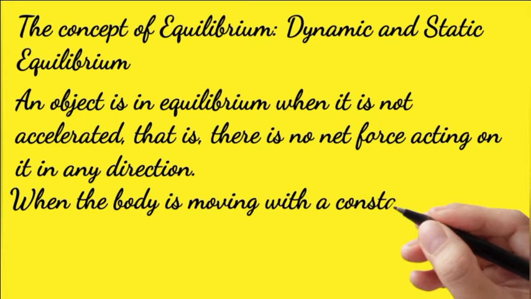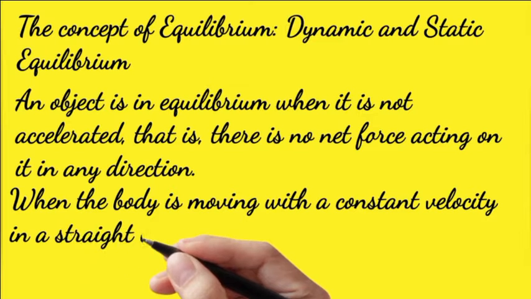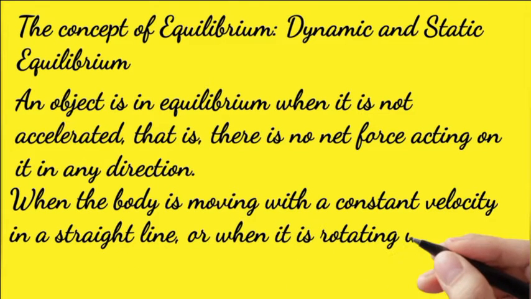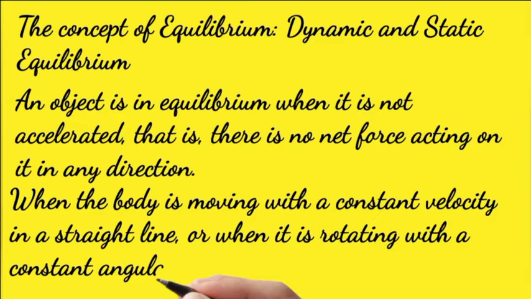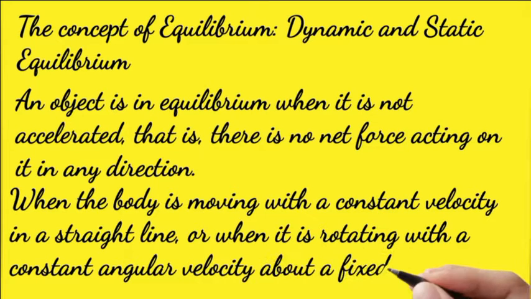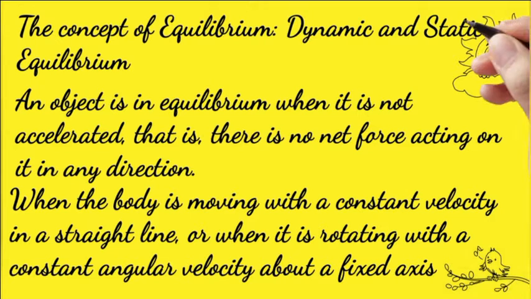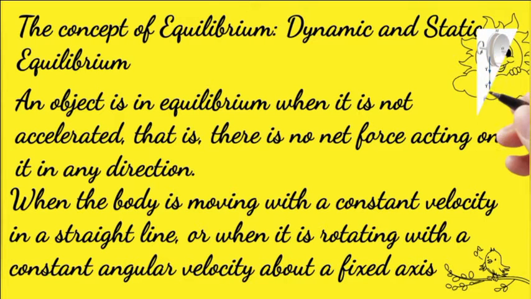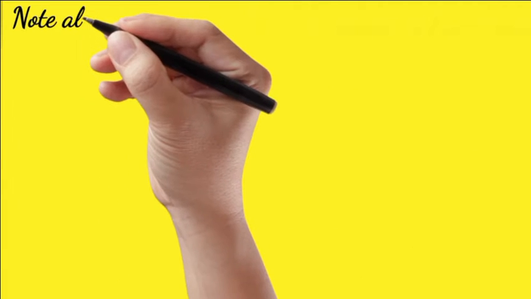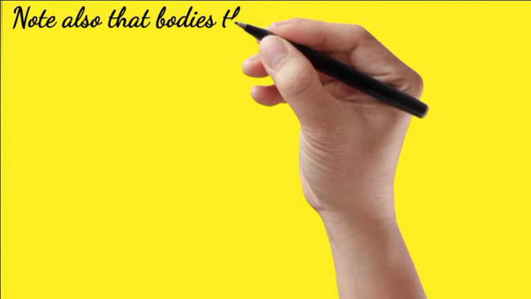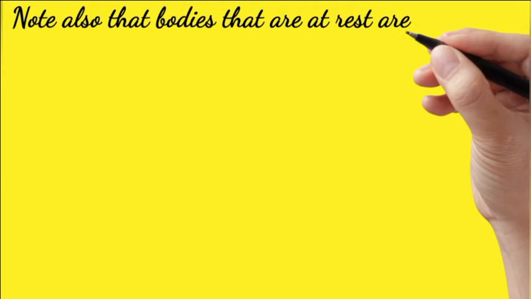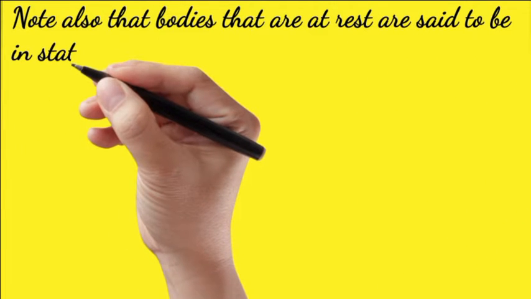So what do we mean by dynamic equilibrium? An object is in equilibrium when it is not accelerated, that is, there is no net force acting on it in any direction. So when the body is moving with a constant velocity in a straight line, or when it is rotating with a constant angular velocity about a fixed axis, we say this body is in dynamic equilibrium.